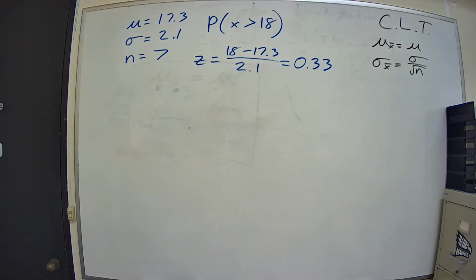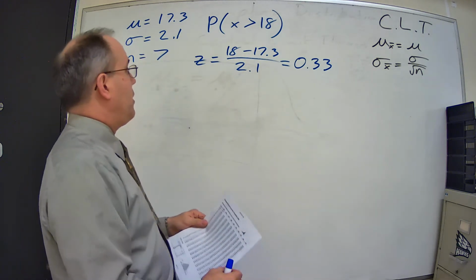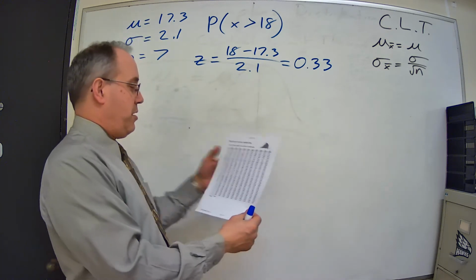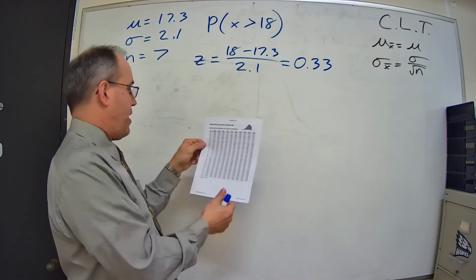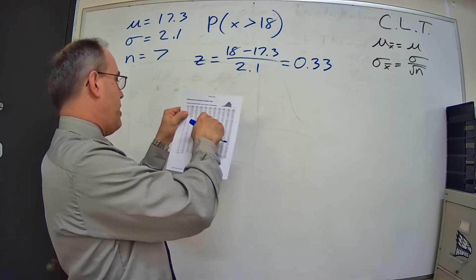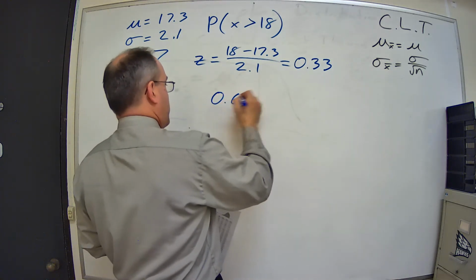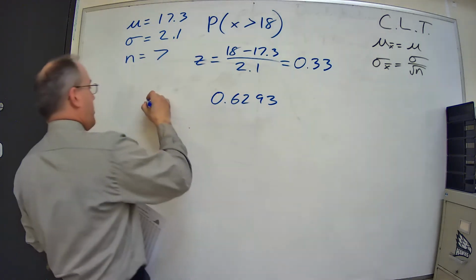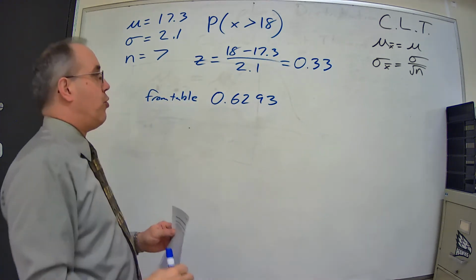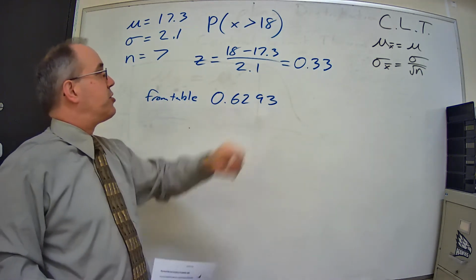So same table we've been working with. Sorry, I went out of view. So we're going to look at the same table, and we're looking for z equal to 0.33. So remember, we go down the first column, we find 0.3. We go out to 0.03, and we get 0.6293. That's from the table.